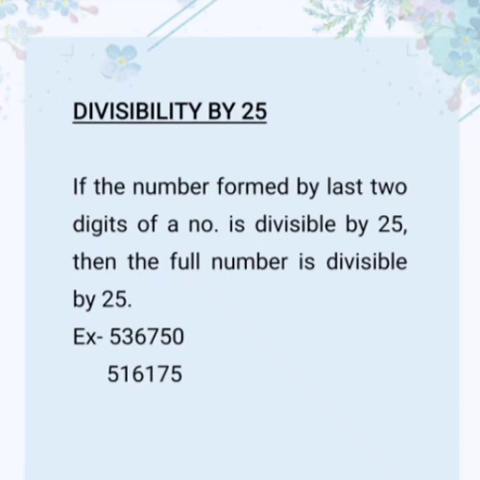Next, let's see the divisibility test by 25. If the number formed by the last two digits of a number is divisible by 25, then the full number is divisible by 25. If the number formed by the last two digits of any number is divisible by 25, then the full number will be divisible by 25. For example, 5,36,750. See children, the number formed by the last two digits is 50.